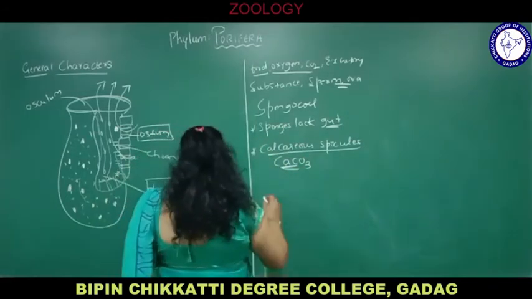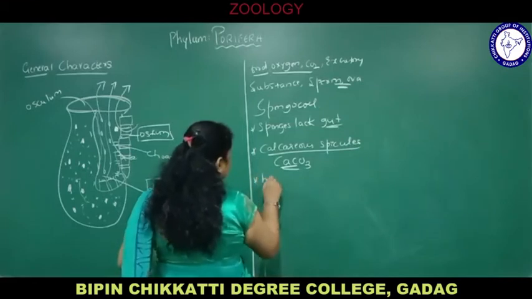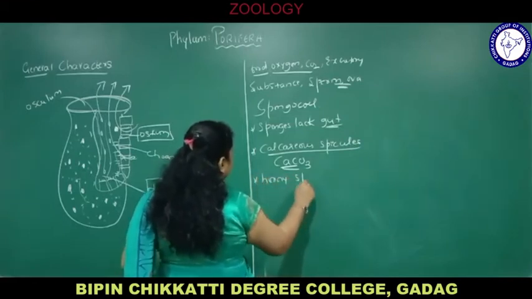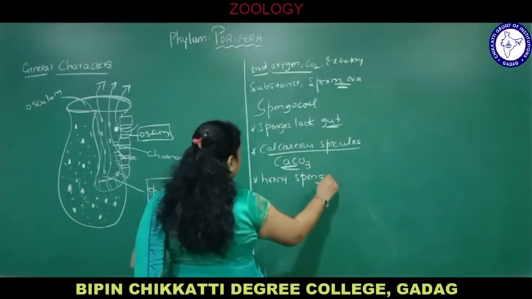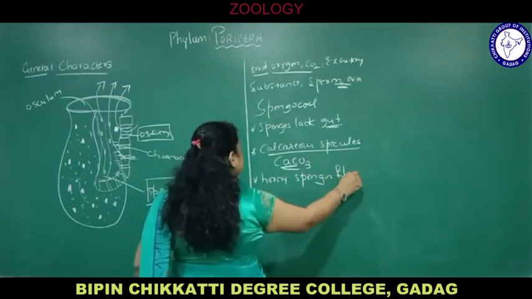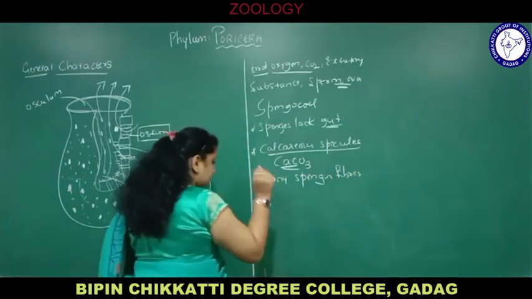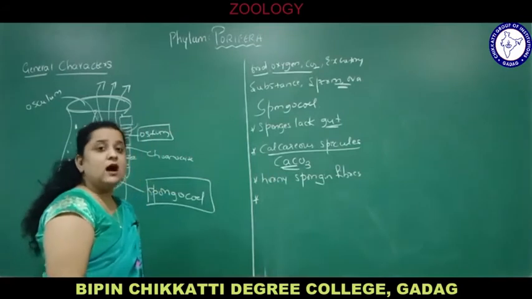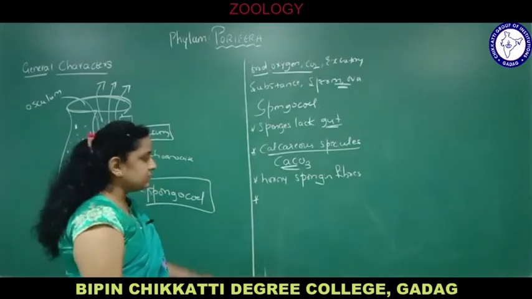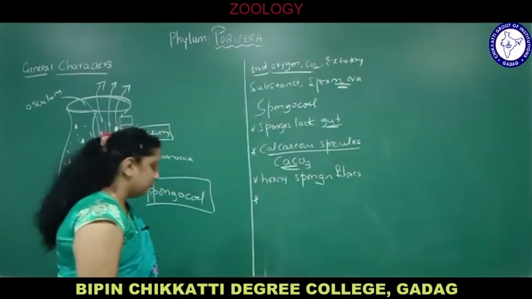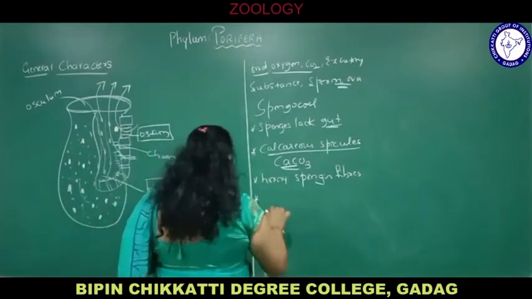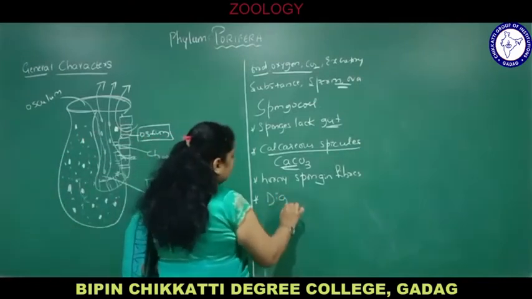They also have some horny spongin fibers. Because of that reason, some sponges are called horny or hard sponges, because of the presence of these hard spongin fibers. Next, coming to digestion, it is intracellular.